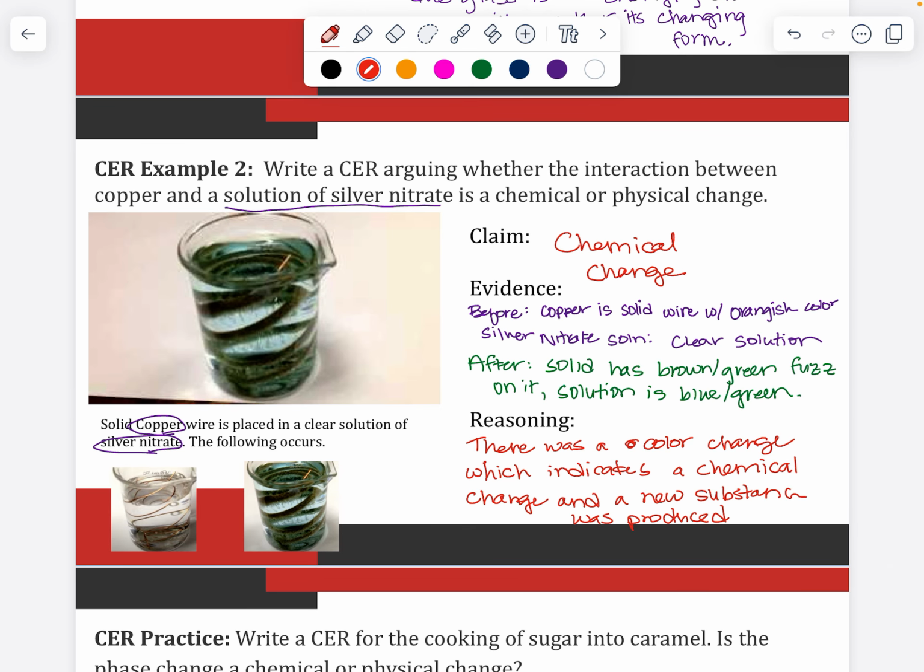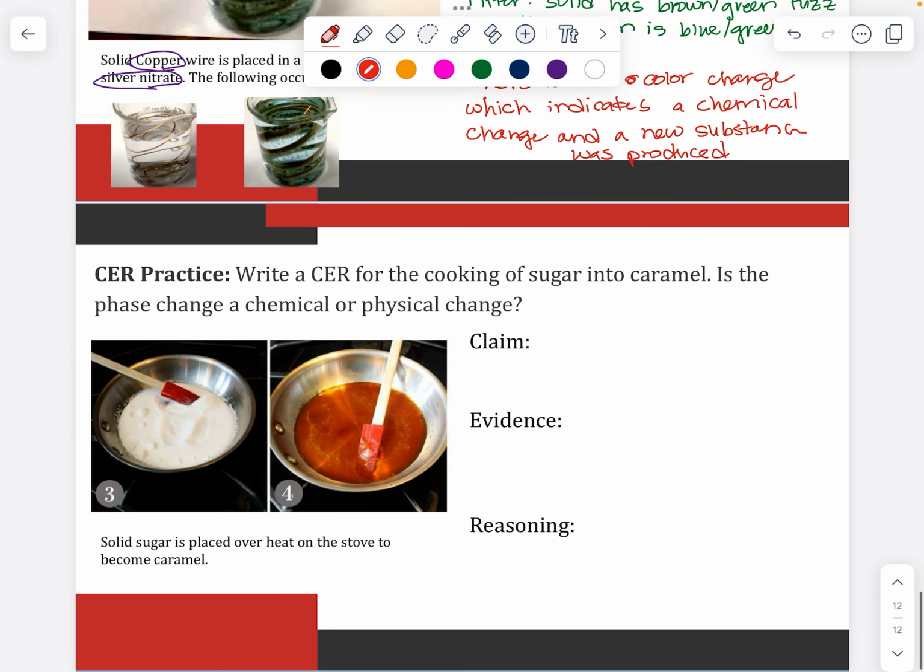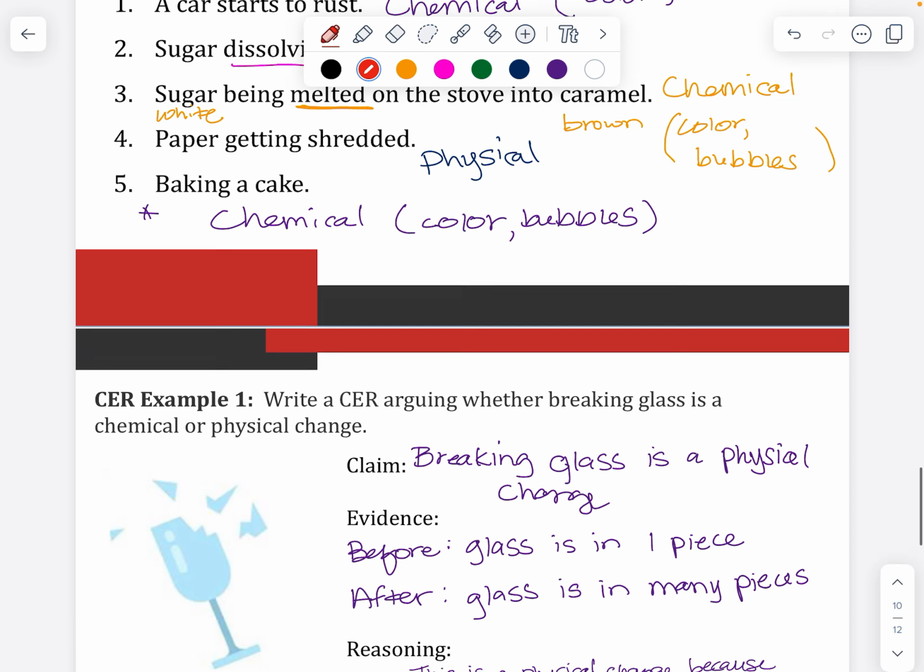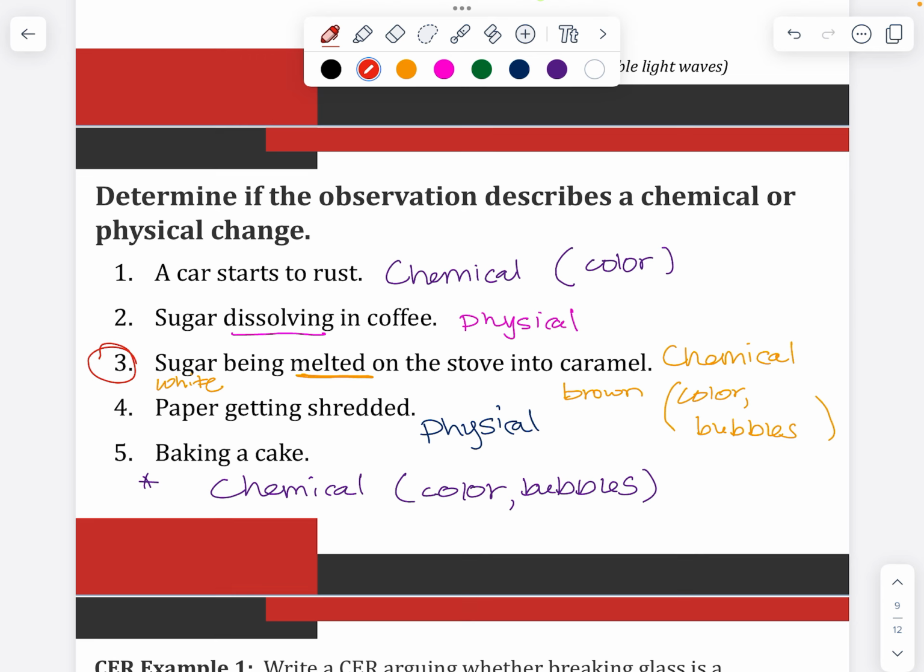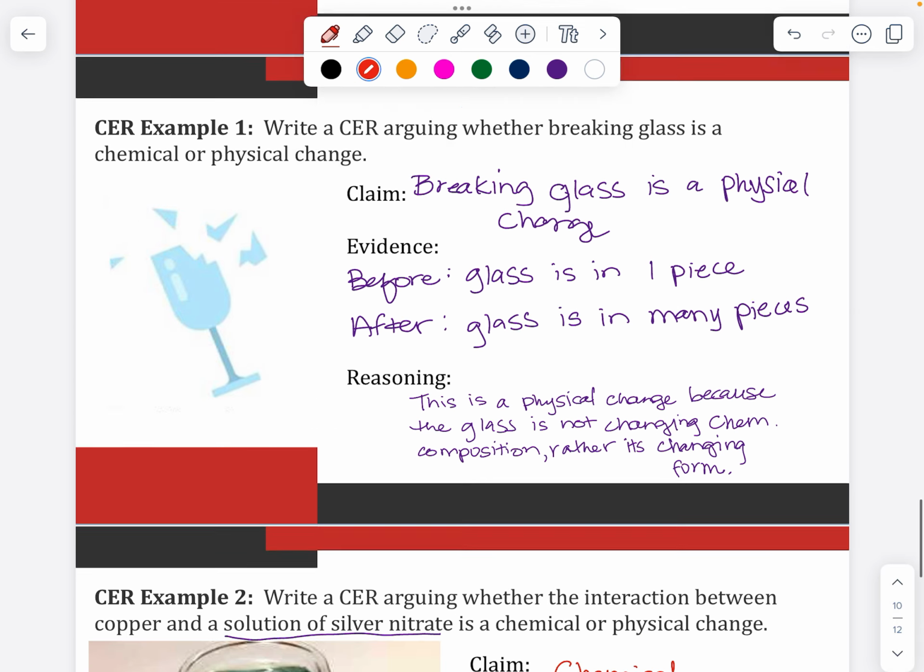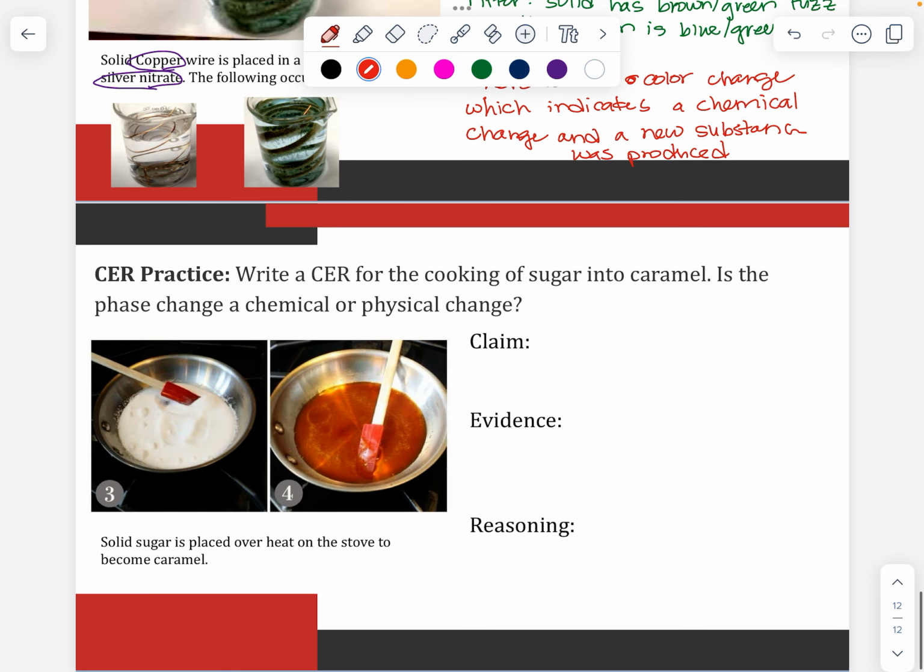All right. And this last one, here's a practice one for you to do. Feel free to reach out to your teacher. So the cooking of sugar into caramel, use the before and after. We did talk about what that one is up here. So you can use that to help guide you in writing a CER, and reach out to your teacher with any questions.